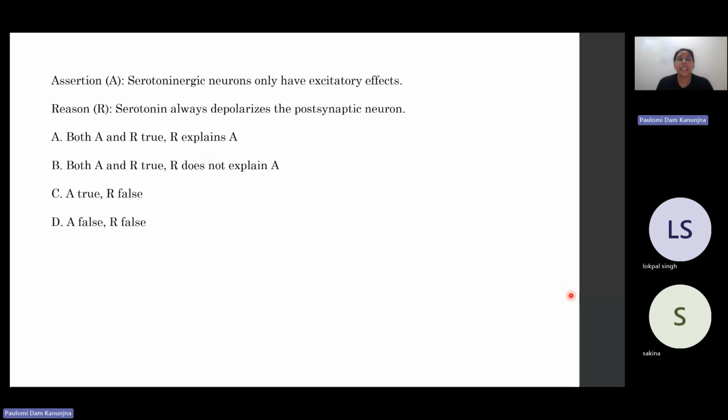Right. Next, serotonergic neurons only have excitatory effects. Serotonin always depolarizes the postsynaptic neuron. What do you think? Part of this we had just discussed in the previous mix and match question, I mean the pair question. So if you can recollect.